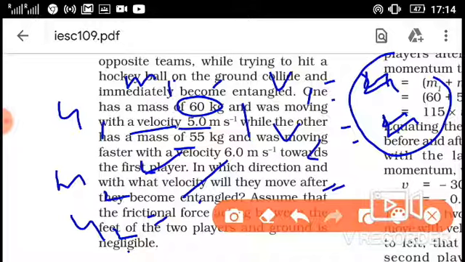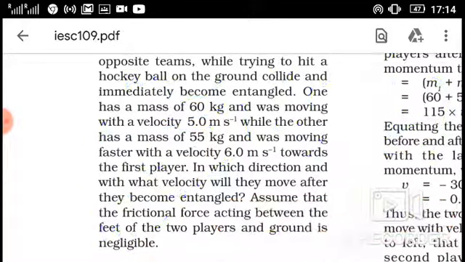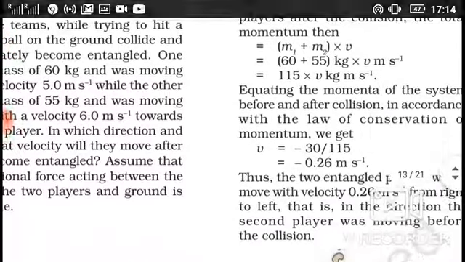Again I just tell the values. m1 that is 60 kg, u1 that is 5 meter per second, m2 that is 55 kg, and u2 that is 6 meter per second. You take it minus 6 meter per second. If you take u2 plus 6, then you need to take u1 minus 5, because they are moving in opposite directions. Then v1 is also x, because they are entangled, and v2 also x. Now you just put these values in the formula, then you will get your answer. So these are the three examples.